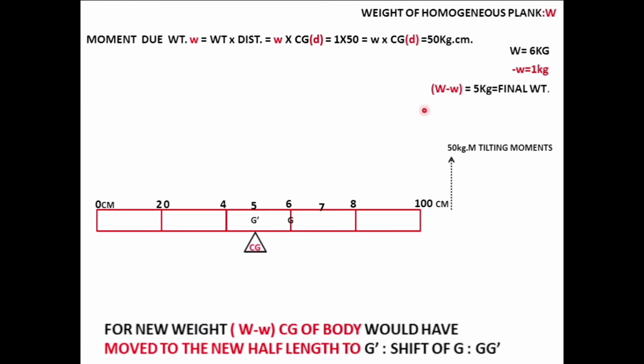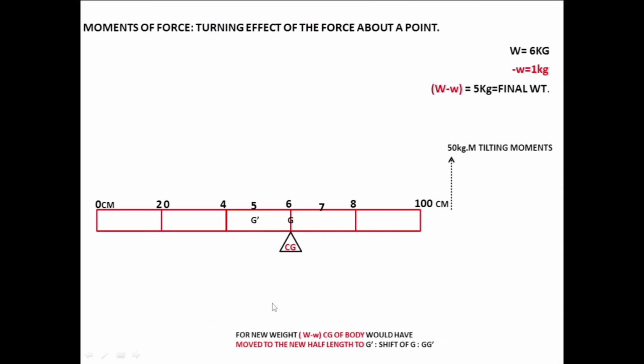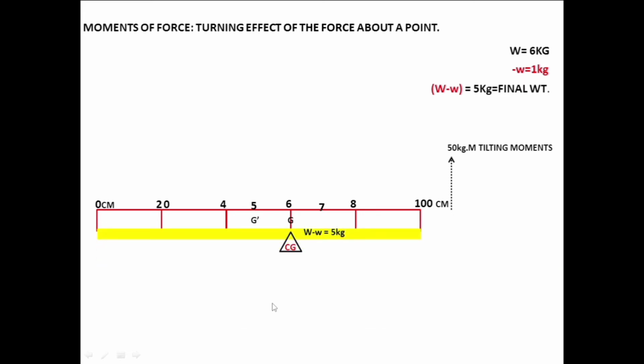It is a new length, and it moved by about 10 centimeters. Now the moments are the turning effect about the point, isn't it? So the new weight is now 5 kgs, and the center of gravity would be halfway through. Now the weight is concentrated here at 5. So the force is going to be from this point here.